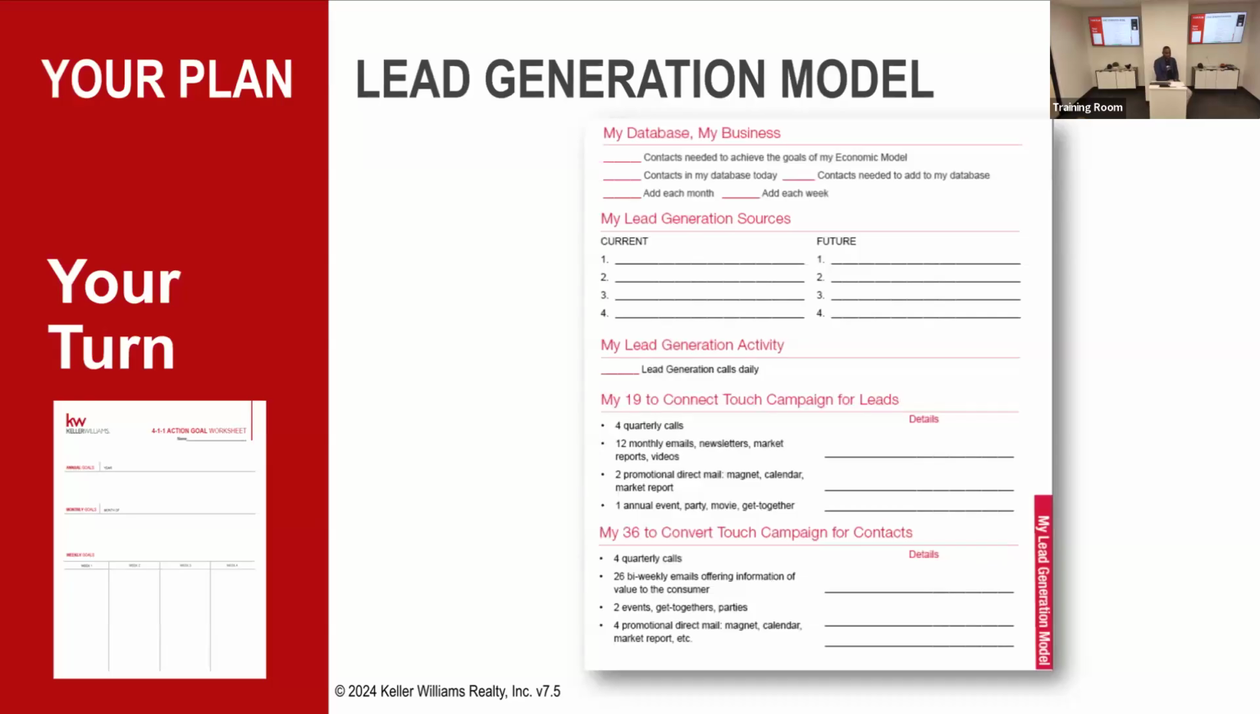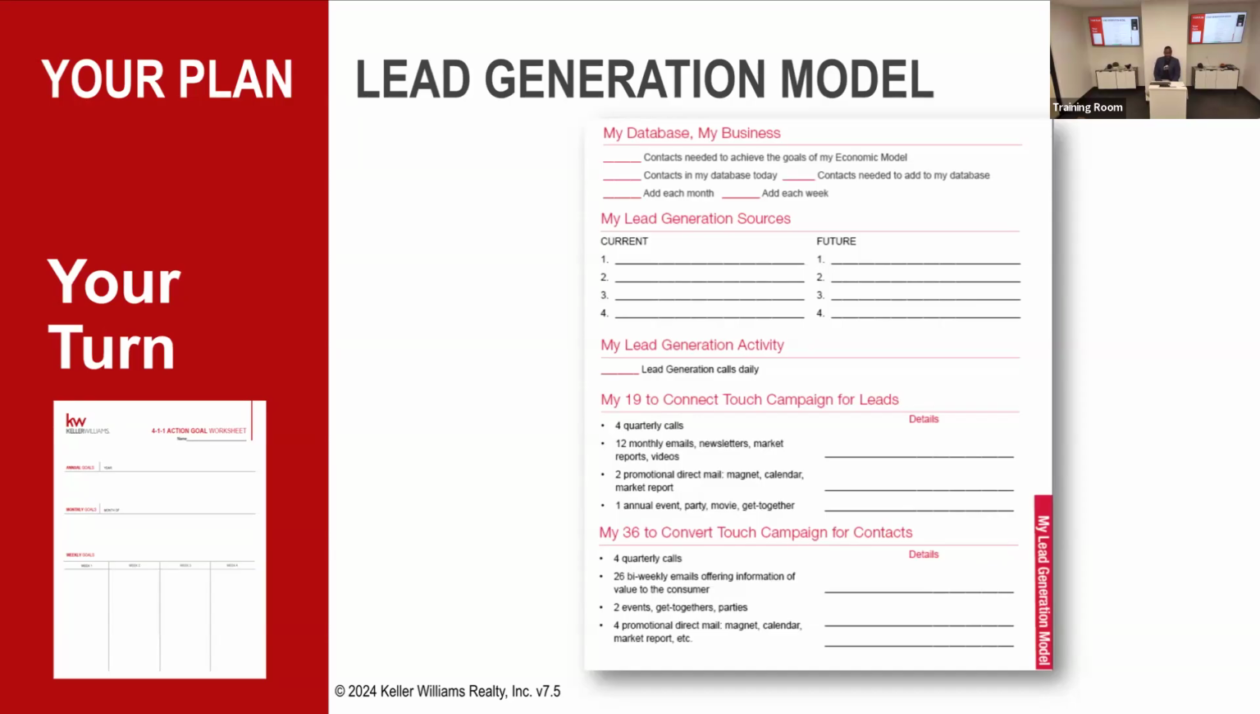Now notice we've gone all the way down, right? So what are my lead gen sources, Mark? You just gave me your 4. All right, so what am I doing currently? Maybe I'm not doing 4, maybe I'm only doing 2. And then what's my future? You guys already did the future for lead generation. So now we know what our future looks like.